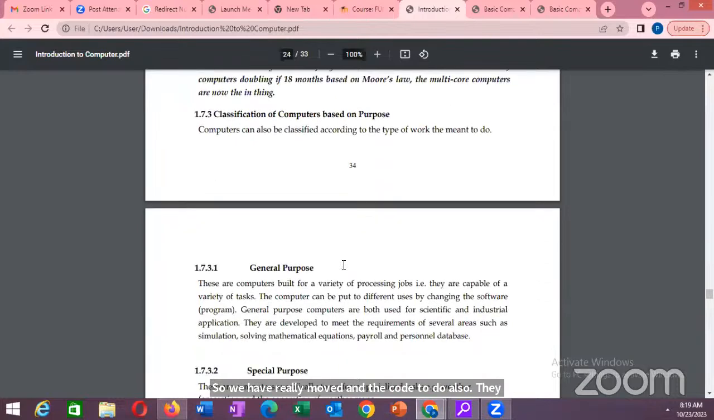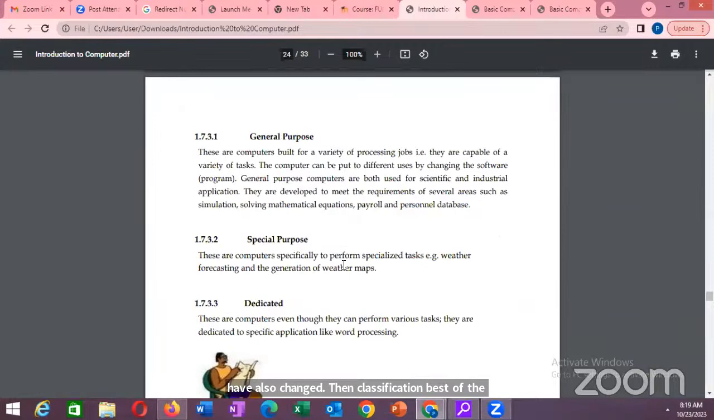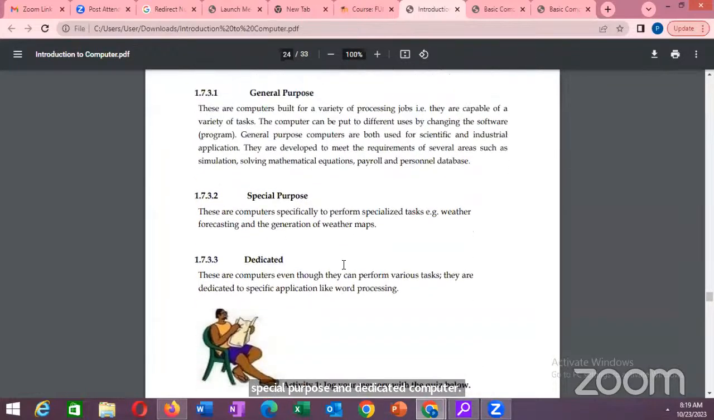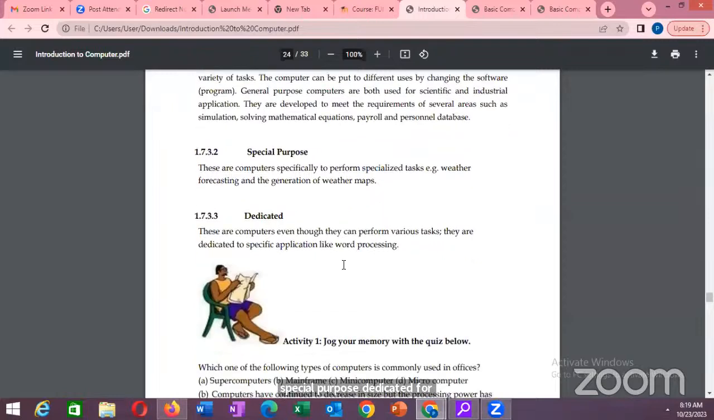Then classification based on the purpose. So we have general purpose computers and special purpose or dedicated computers. General purpose computers perform general work, which means that they can do any other general work. But special purpose computers are dedicated to a given work, like weather forecasting. These are computers that even though they can perform various tasks, they are dedicated to specific applications.